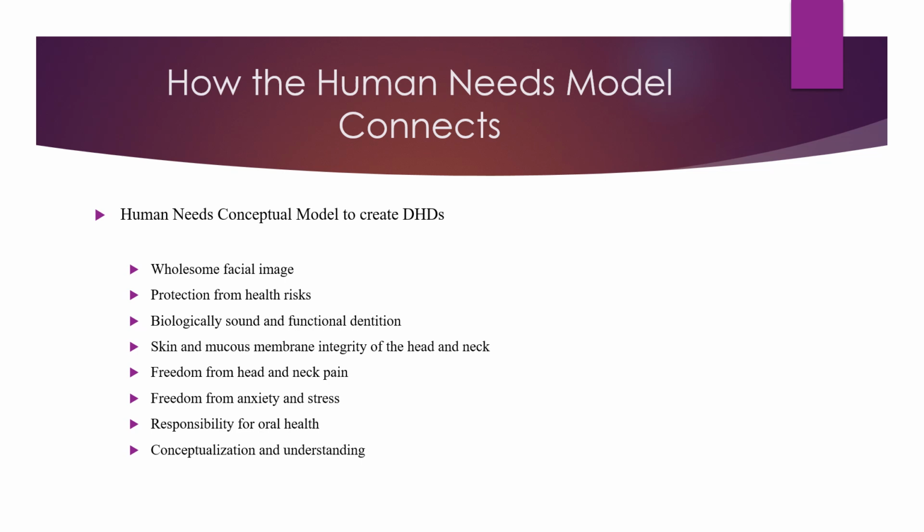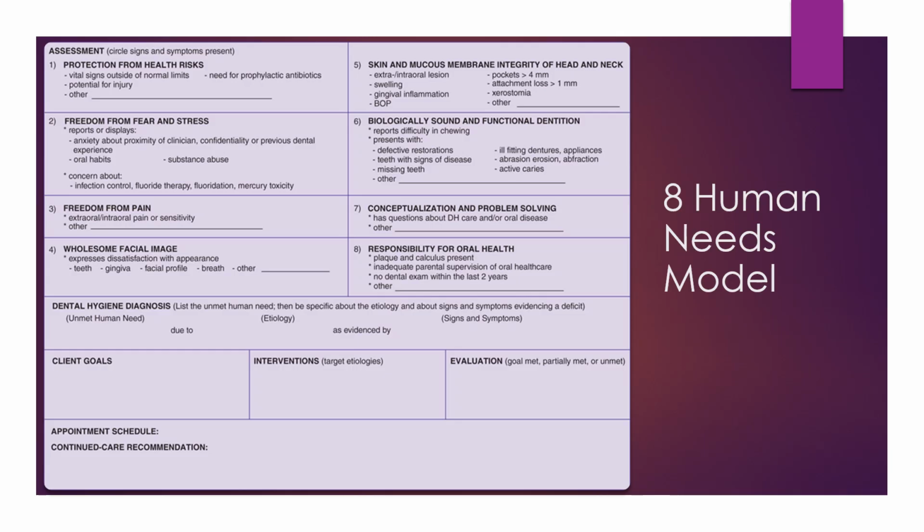So this is a chart that I have uploaded in your clinical resources. It's a great chart. You can utilize this in clinic to help guide you on whether there is any unmet human need. You will see that they are labeled 1 through 8, and underneath each human need, there are examples of where this human need may not be met.